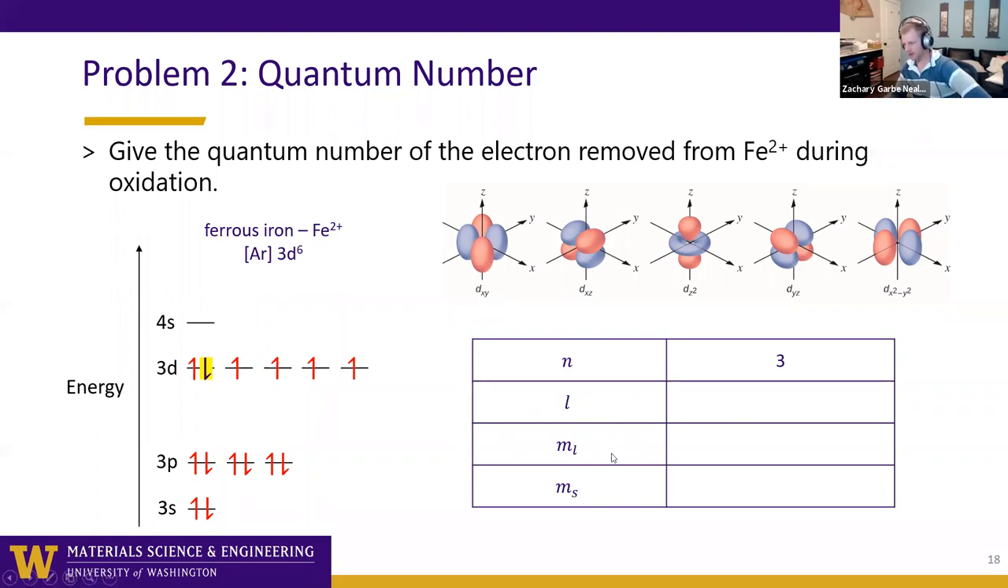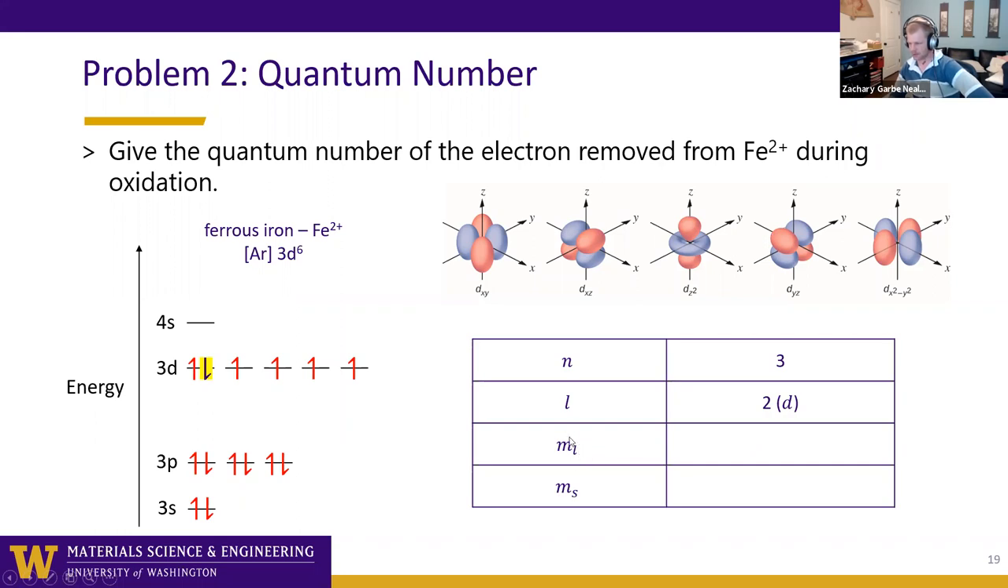Okay, now how about L, the orbital angular momentum quantum number? Remember, L corresponds to S, P, D, and F. So do we say 3, or do we say 2? Okay, so 2 is correct because remember, L can be any number from 0 to n minus 1. So it can't be 3. If we look at principal number 3, the orbitals allowed are s orbitals, p orbitals, and d orbitals. That would correspond to 0, 1, and 2. So in this case, L would be 2 because we're talking about the d orbitals. If we're just talking about this one electron, 2.